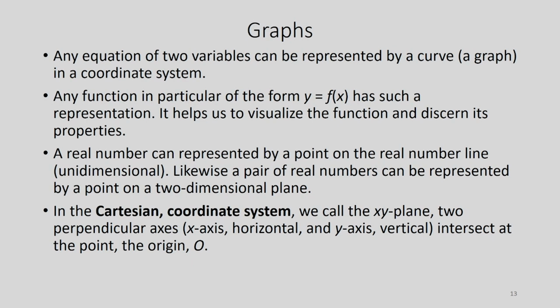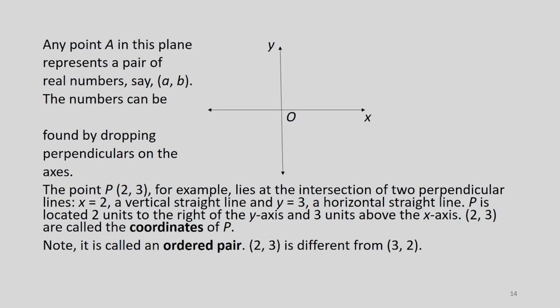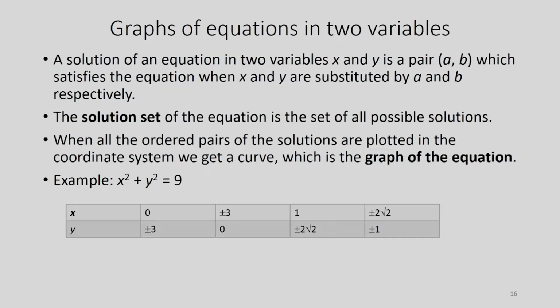Graphs are visual representations. So, you have to have a coordinate system which is called a Cartesian coordinate system, where you have the x axis and the y axis, they are intersecting perpendicularly on each other at the point O, that is the origin, and every point on this coordinate system represents a pair of numbers.